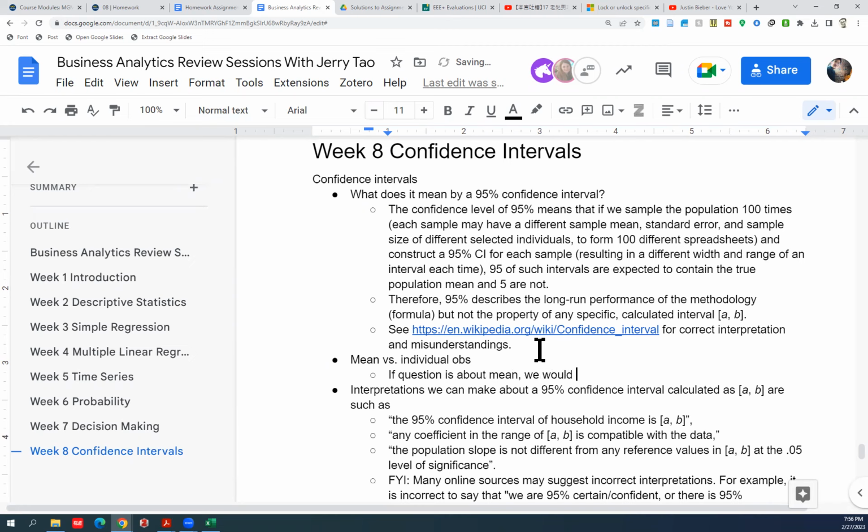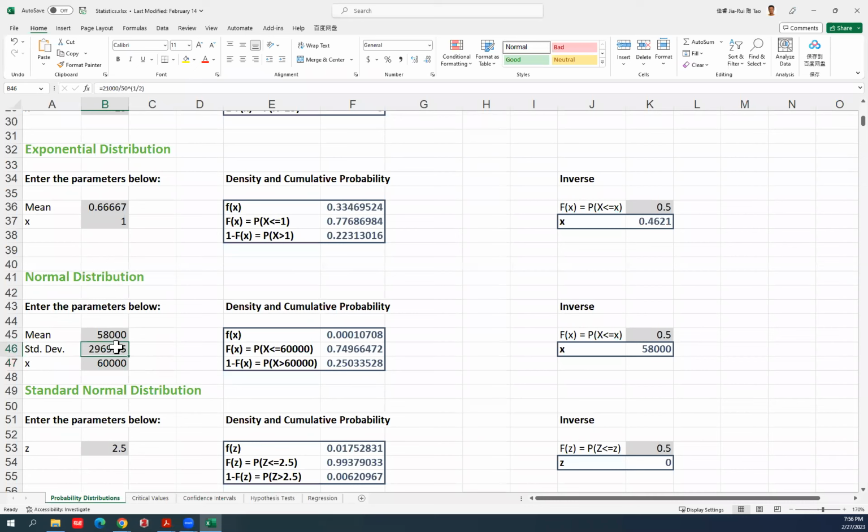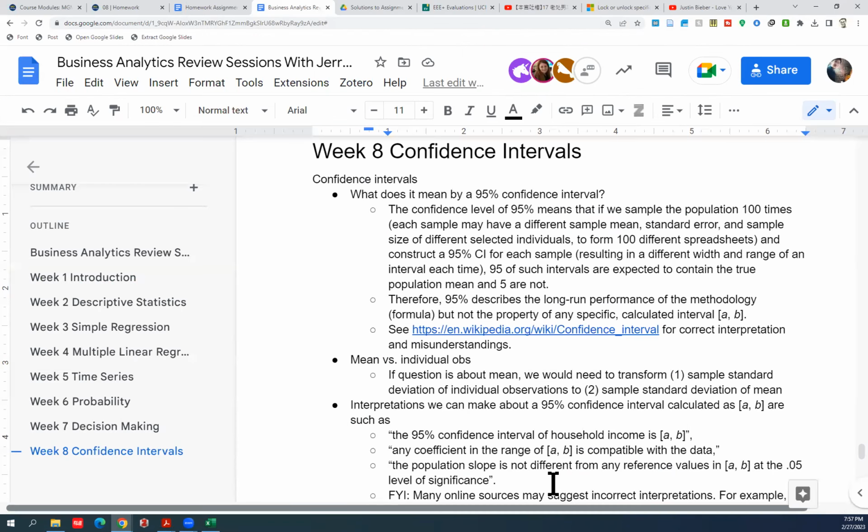we would need to transform the sample standard deviation of individual observations to the sample standard deviation of the mean. These two are quite different. That's a very important part. That's exactly why in problem 3, we have to calculate the standard deviation here, not just use the given 21,000, but divide 21,000 by the square root of 50, as shown here. The reason is that we are transforming the standard deviation of individual observations to the standard deviation of the mean. These two are different.